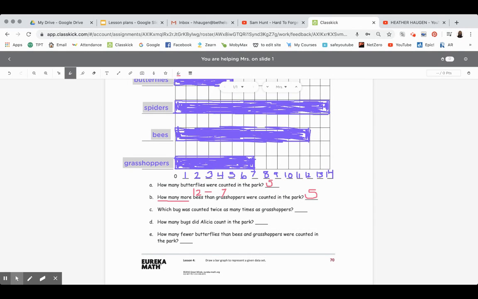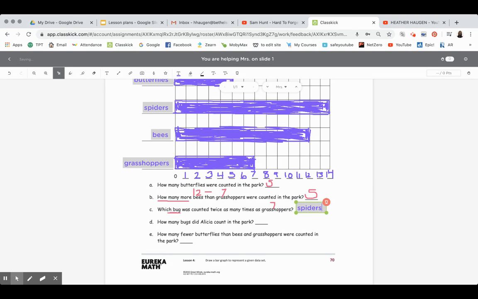Letter C says, which bug was counted twice as many times as grasshoppers? Well, grasshoppers was 7. In order to count twice as many, we need to do that number twice. So what number is 7 plus 7 more? 14 is that number, right? But the question doesn't ask me what number. The question asks me which bug. So I need to think about which bug were there 14 of. Yes, the answer to that is spiders.